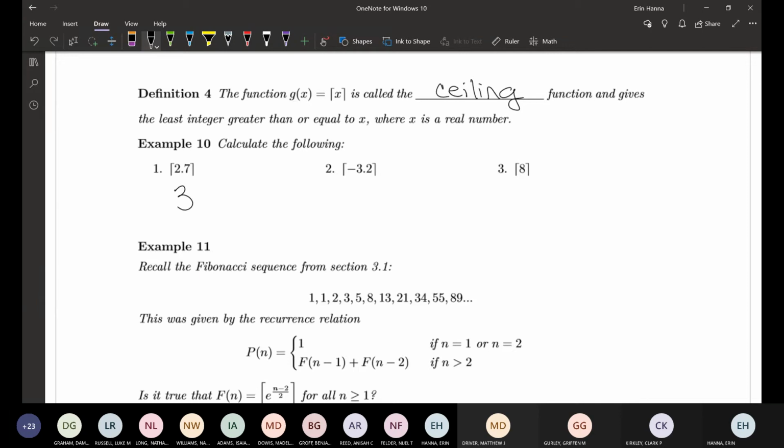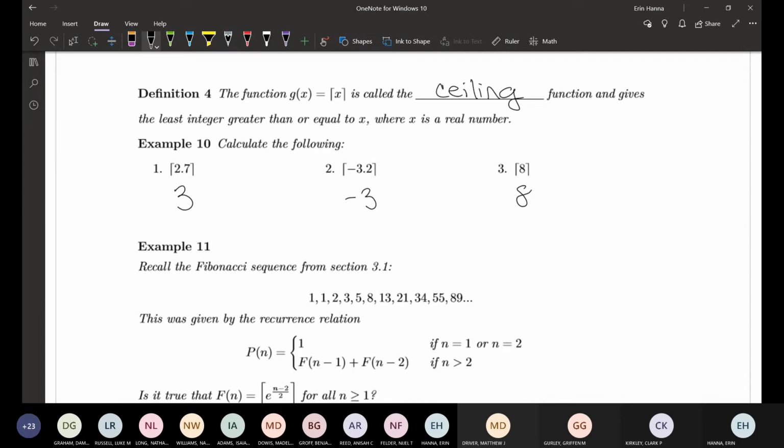If I start at negative 3.2, I want to go greater than it, so I want to go to the right on a number line. But the least integer that does so would be negative 3. And just like last time with the floor, if you have an integer, the least integer greater than or equal to 8 would just be 8.